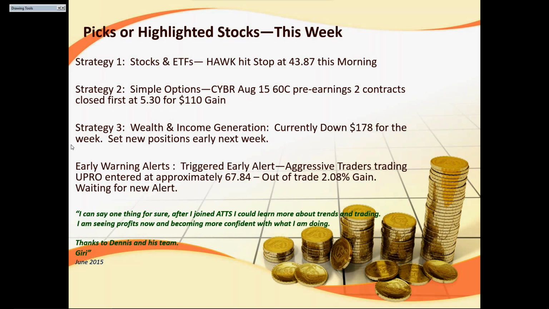Then the early warning alert, we had a trigger, and the aggressive traders could have traded anything like UPRO or TNA, TQQQ. There was a good entry on UPRO, which was at about 67.84 the day of the trigger. And then one could have got out a portion of that, or if they held a second half of it, exited with no gain for the second half, it would have been about a 2.8% gain, which in this kind of market space is not bad.